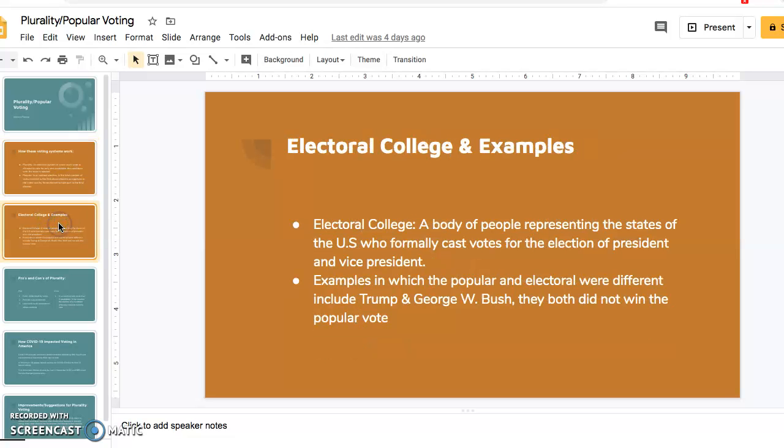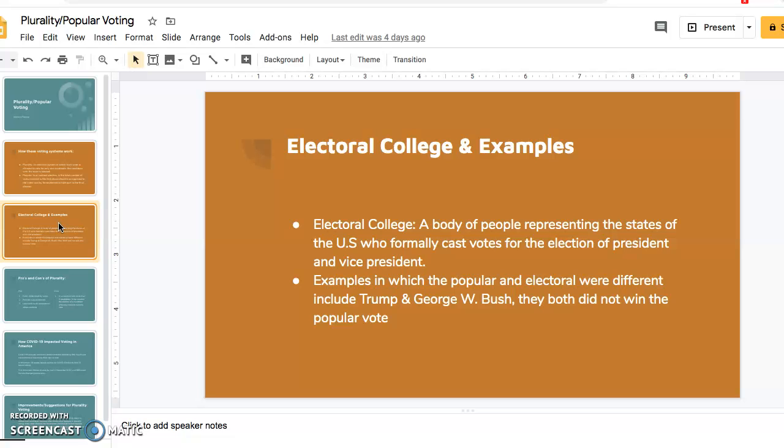Okay, next. The Electoral College and examples. The Electoral College is a body of people representing the states of the U.S. who formally cast votes for the election of president and vice president. For an example, the electoral college and popular vote can be different. So you could win the electoral college vote but lose the popular vote, and that's actually happened a couple of times.